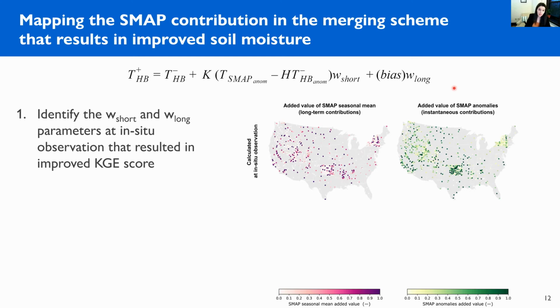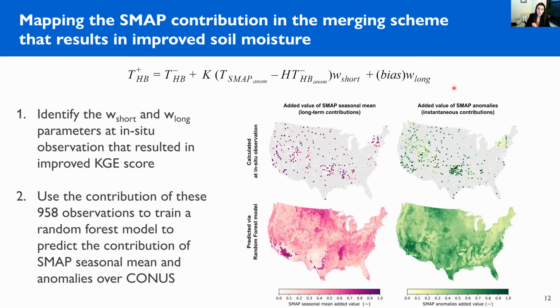So what we did next was use this information, the synthetic values that we obtained from in situ observations, and train a random forest model to predict the contribution of SMAP across the landscape. This model was trained based on ancillary data, but also fine-scale drivers of the landscape heterogeneity, as we were discussing previously.